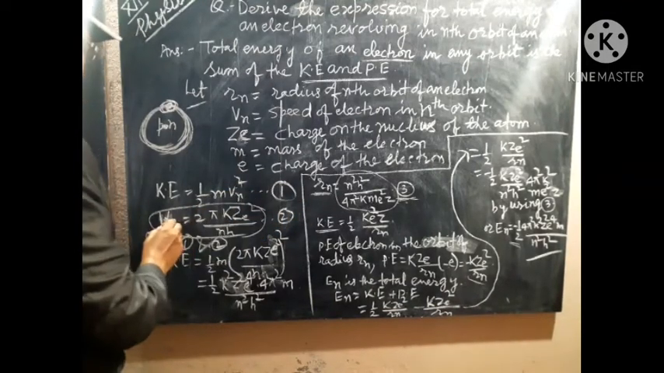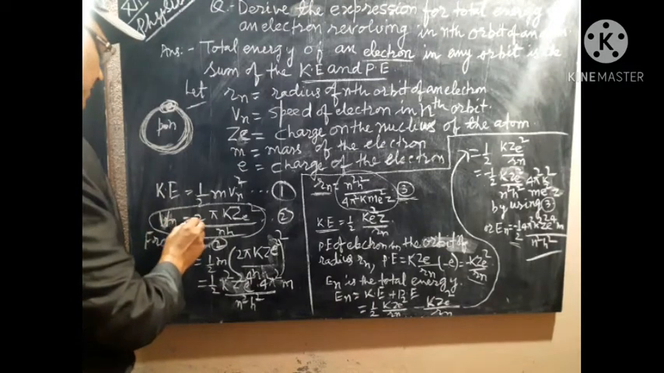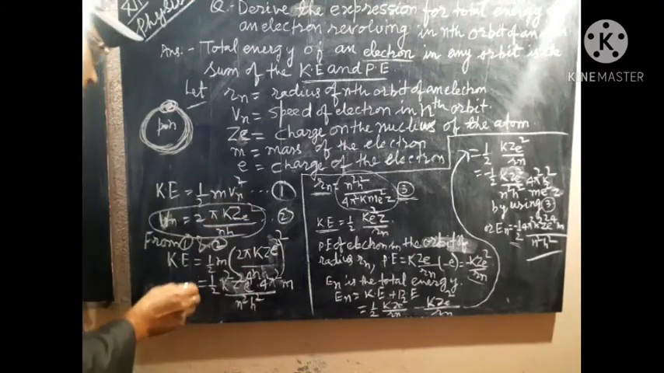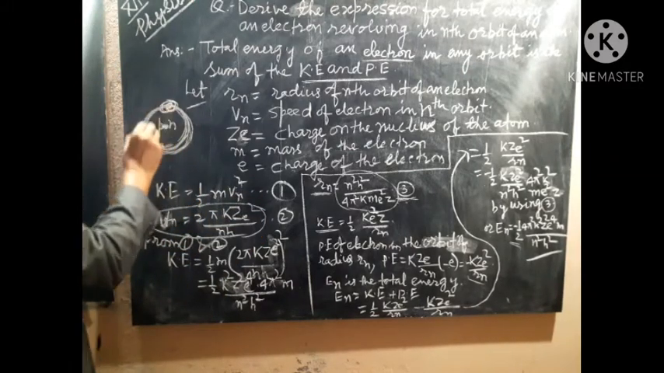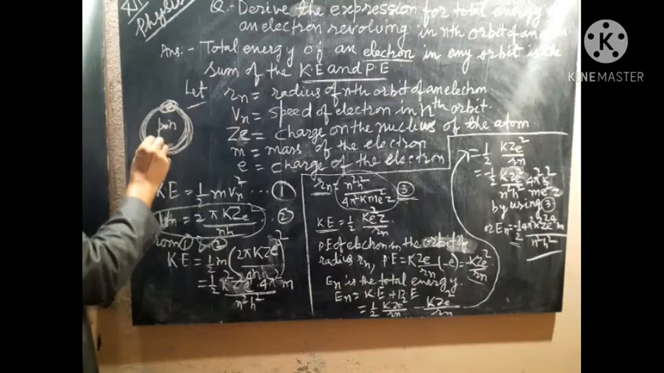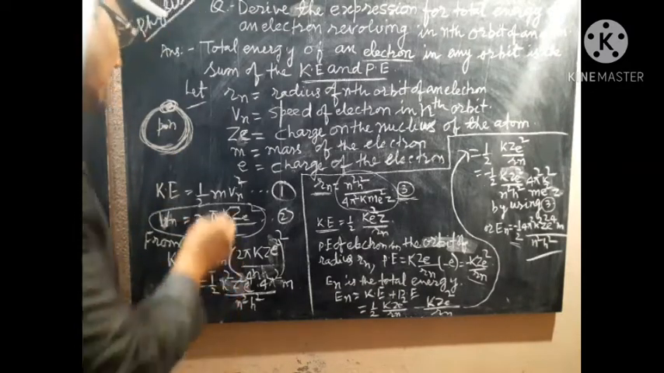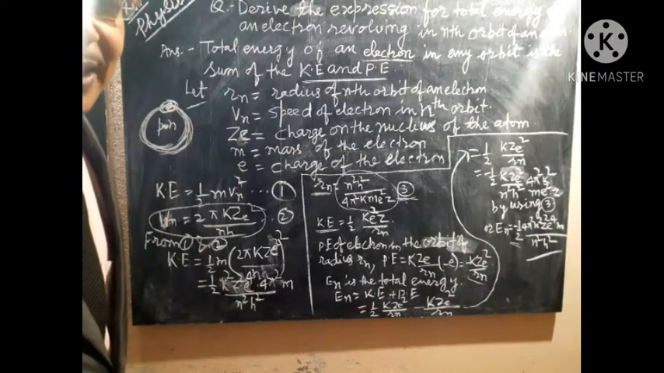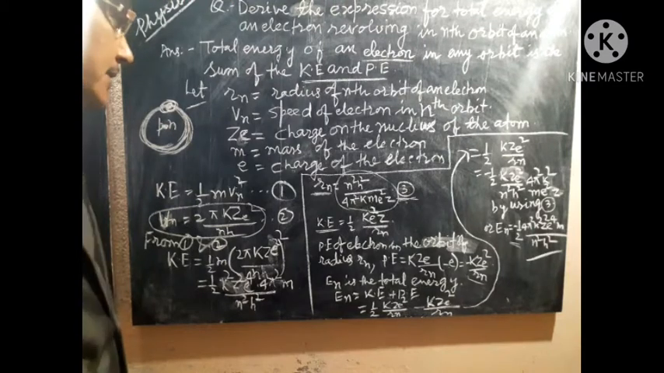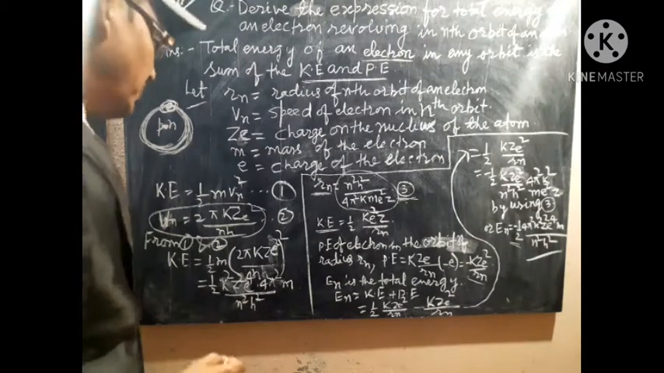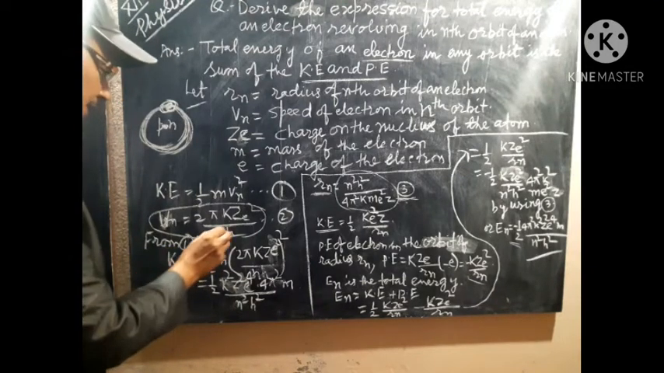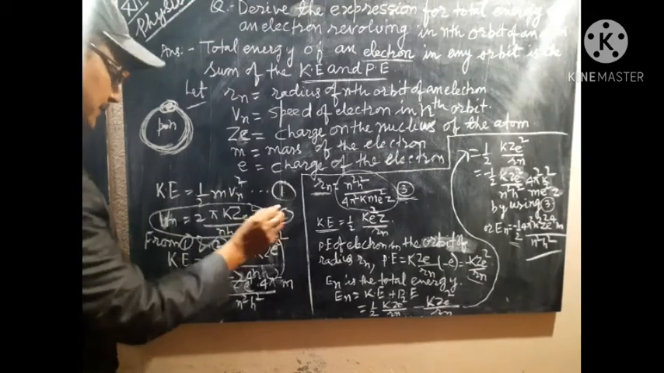That is the first equation. Next, Vn is equal to 2 pi k Z e square by n h. Here you are observing the circumference. If the electron is moving in a circle, then there will be a circumference, and you know the circumference of a circle is 2 pi r. Here the same thing, from first and second.